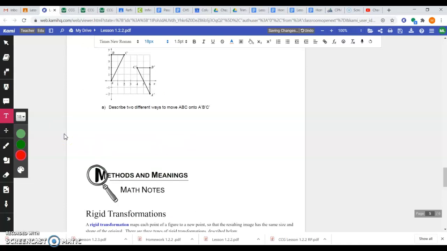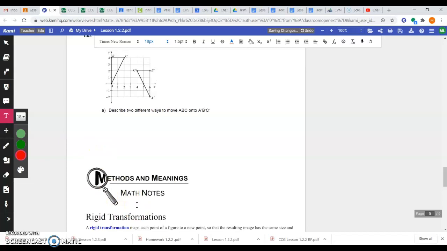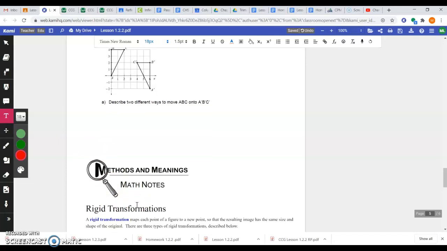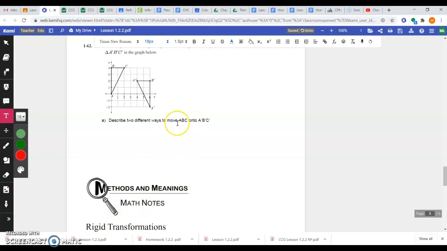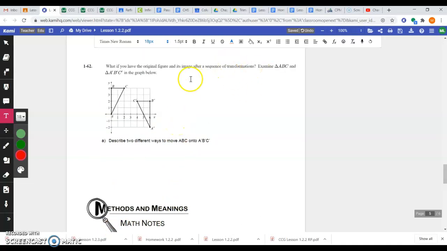I believe the last problem, and then we're going to take a look at these math notes, and make sure you read them closely today. It gives us really good vocab. It might be even helpful for memorization reasons to write those vocabs down, but we'll get to that. So it says, if you have the original figure and the image, what sequence of transformations?